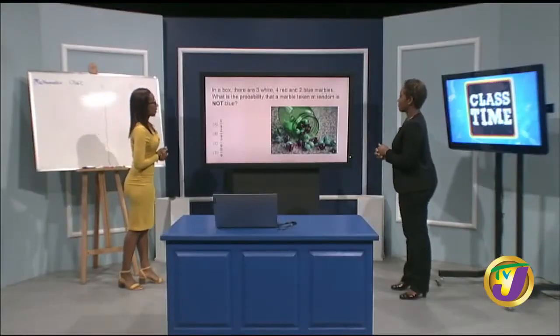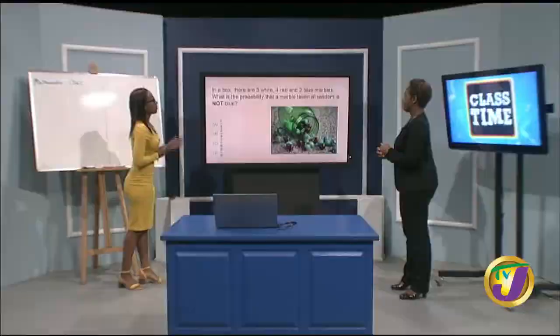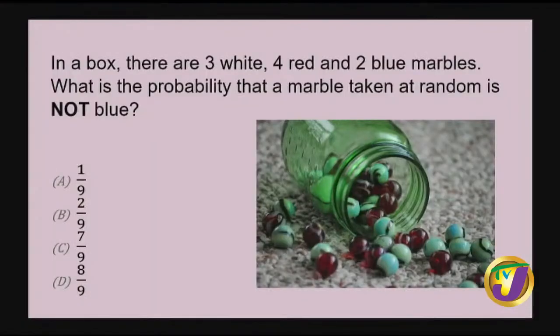So we have a box here. In the box, which looks like a jar, there are 3 white, 4 red, and 2 blue marbles. What is the probability that a marble taken at random is not blue?